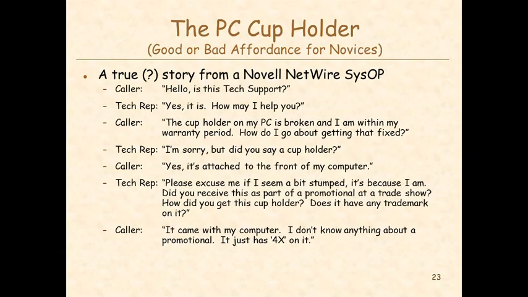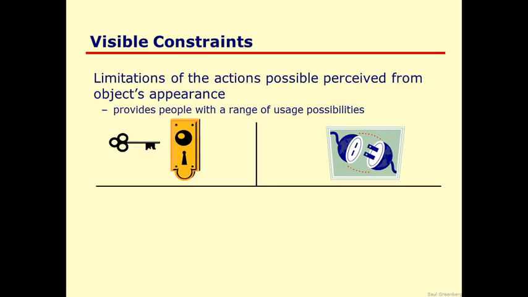So we have seen this cup holder example earlier. Now we'll come to another topic called visible constraint. So what you see, it is going to get constrained like that. So these are two separate images. You can see there is a lock and key, and the other one is a female and male connector. Limitations of the actions possible, perceived from an object's appearance, provide people with a range of usage possibilities. So it's very easy. On the left-hand side, the key is not going to have problematic usage because you know how to hold it and how to insert it and how to use it, right? Similarly, with the male and female connector, you cannot make a mistake because it is going to go exactly to the position where it is supposed to go.